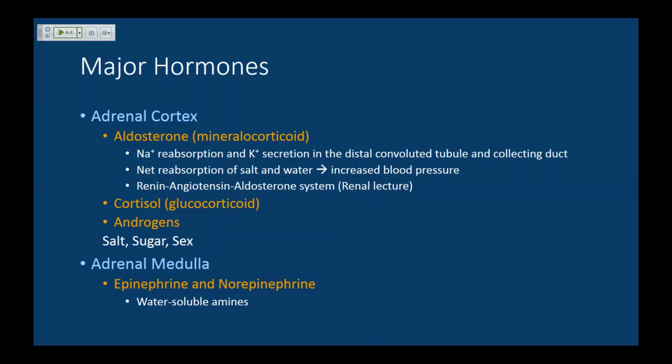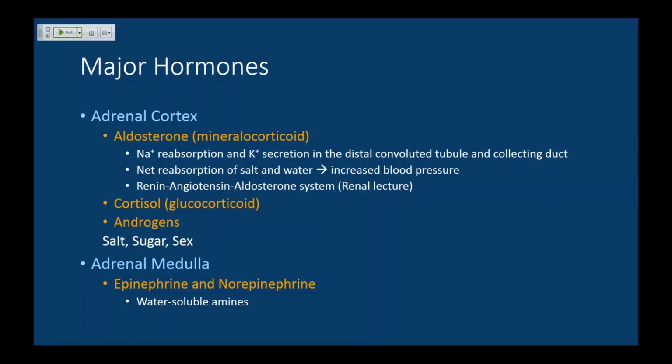As a reminder, cortisol is the glucocorticoid, and then androgens are also produced by the adrenal cortex. You can remember this with the mnemonic salt, sugar, and sex, produced by the adrenal cortex. And those are all steroid hormones in the cortex.